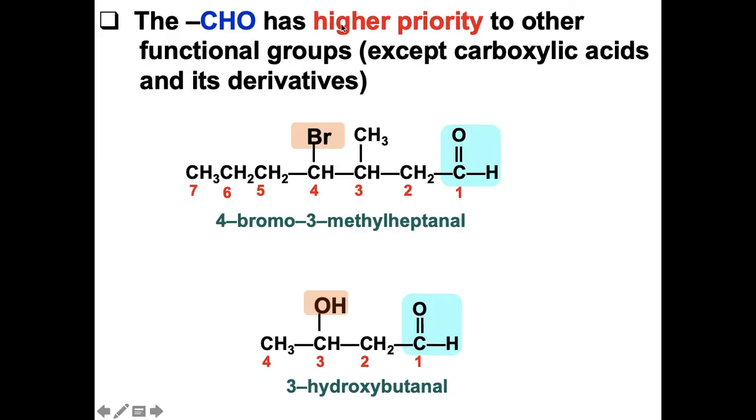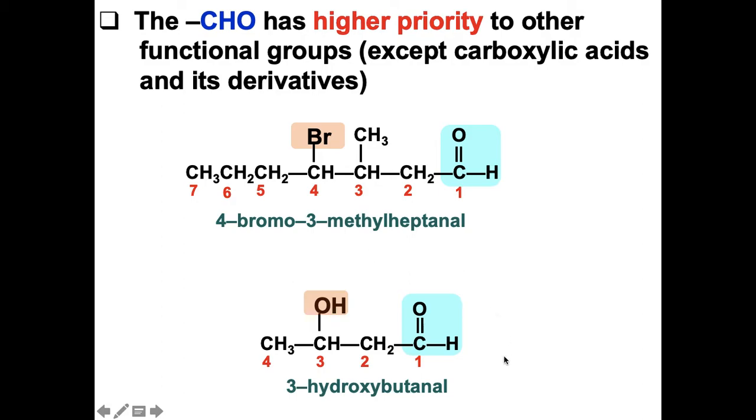The CHO has higher priority than other functional groups except carboxylic acids and their derivatives. For example, here we have carbonyl and halogen. Carbonyl has higher priority, so the parent name will be heptanal because it has 7 carbons. The substituents are methyl at carbon number 3 and bromo at carbon number 4. So 4-bromo-3-methyl. Bromo first because B and then M.